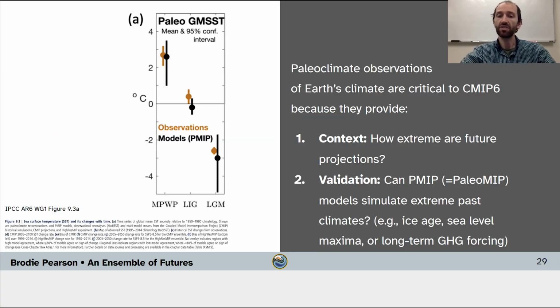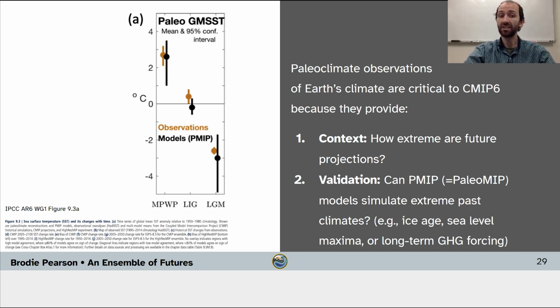So that's what you're going to be doing in this final tutorial. We're going to take paleoclimate sea surface temperature data set, the one shown on the left here, and using that to provide context for the projections that you've been analyzing throughout today's tutorials, and to provide validation.